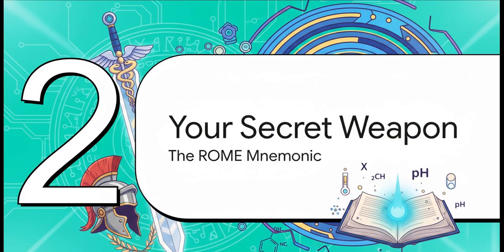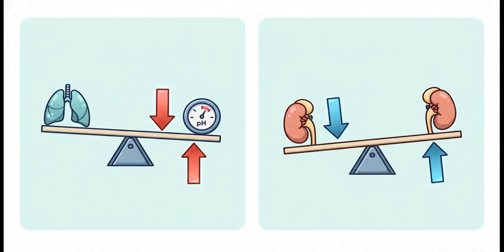Now for the fun part. I'm about to give you the ultimate cheat code. This one little trick is going to solve half of every ABG question you will ever face on the NCLEX. Let's talk about ROME. It's so simple, it's brilliant. ROME, respiratory opposite, metabolic equal.